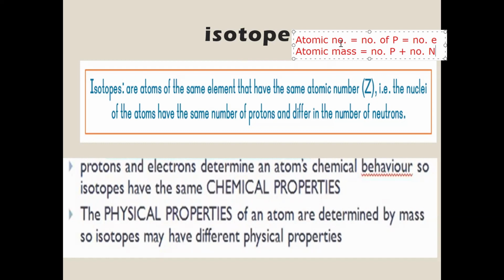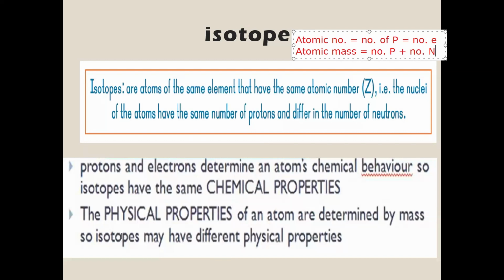Which means it's the same atom, forms of the same atom, with the same protons and the same electrons. But the difference will be the number of neutrons. So they will have different atomic mass. Usually protons and electrons determine the chemical behavior. So isotopes, since they have the same atomic number, will have the same chemical properties. But as the physical properties of an atom are determined by the mass, isotopes have different physical properties.